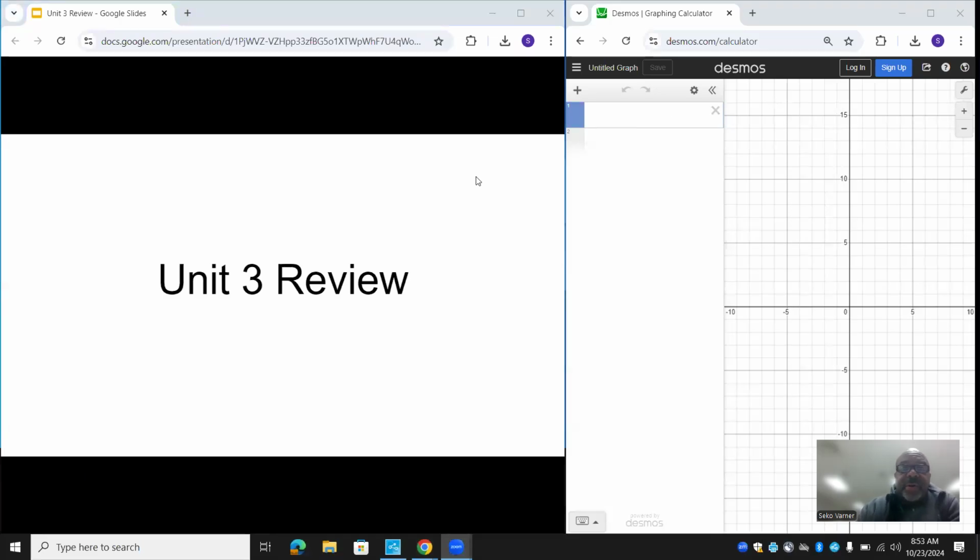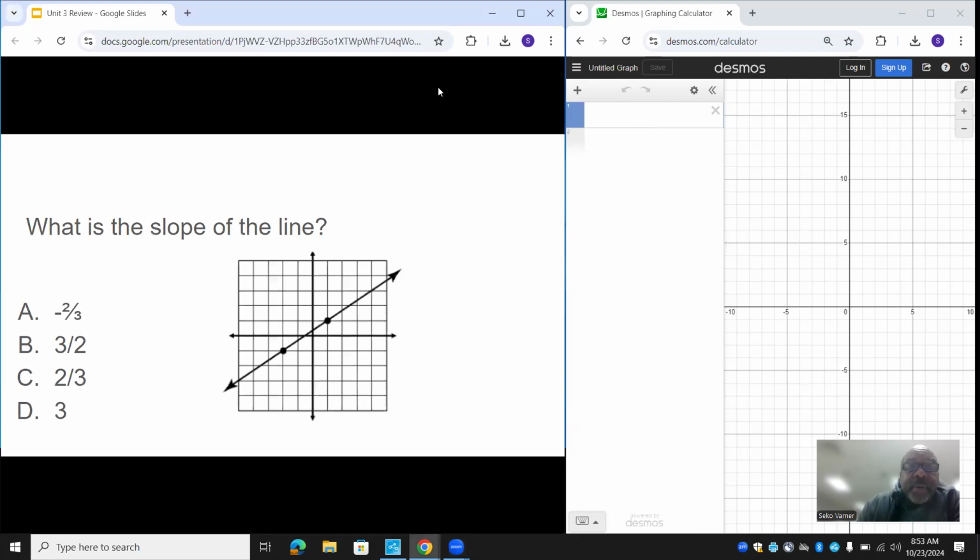All right, this is Mr. Varner, and this is the Unit 3 review. This is really close to what's going to be on the test. So pay close attention, all right? Here's the first problem, and I'm going to even show what it's going to look like.